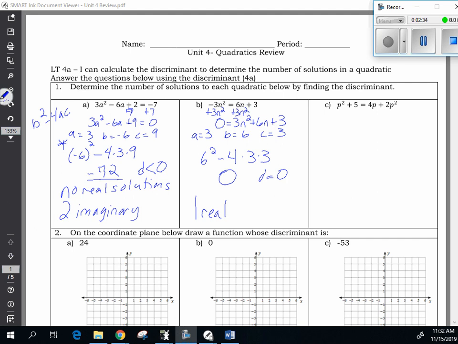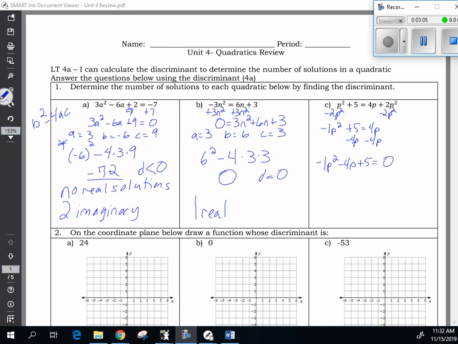Okay. This next one, we set it equal to 0. You can go either way. For this one, I'm just going to subtract 2p squared, subtract 2p squared, make sure that my p's are together. So this is negative 1p squared plus 5 is equal to 4p. I'm going to subtract 4p. I'm going to subtract 4p. I can't combine it with anything, so I just rewrite it. Negative 1p squared minus 4p plus 5 is equal to 0.